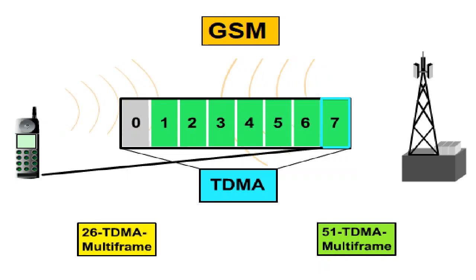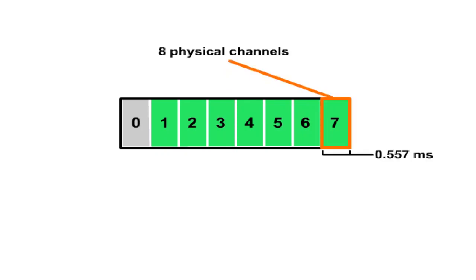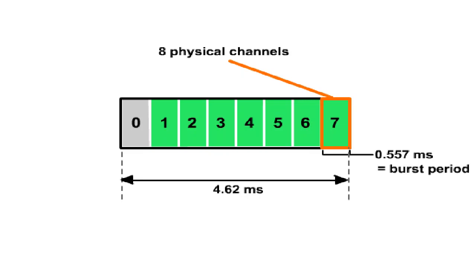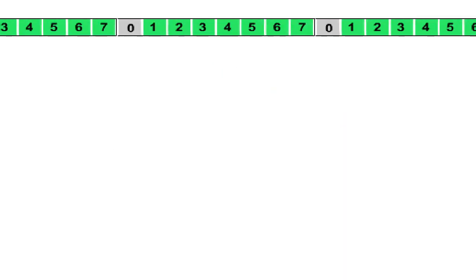A simple TDMA frame consists of 8 physical channels, or time slots. A time slot is 0.557 milliseconds long. Thus, a simple TDMA frame is 4.62 milliseconds long. The length of a time slot is also referred to as the burst period. A burst is the content of a physical channel. Information is transmitted as bursts each TDMA frame period.